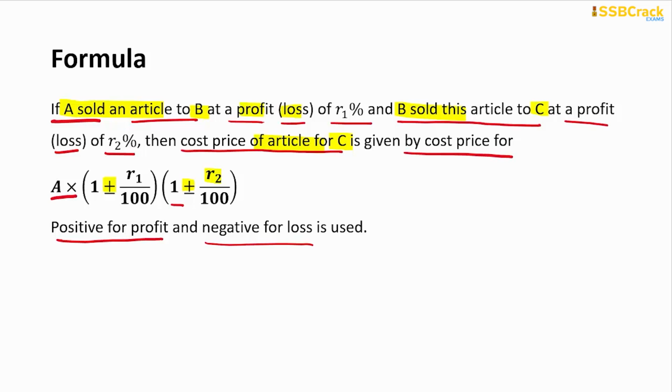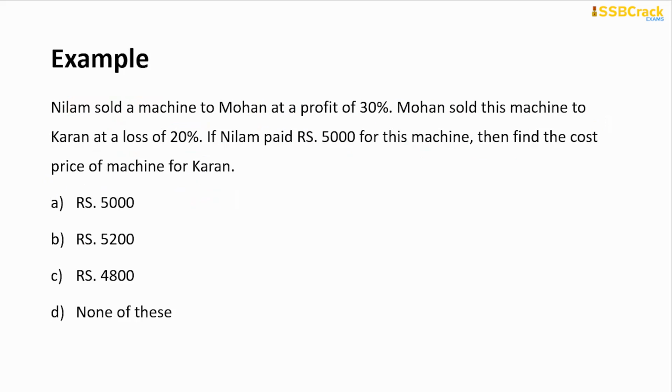And so you will be asked in the question to find the cost price of an article for the third person, that is person C, with the help of the cost price of the article for the person A, which will be given. Here I am indicating that price by A. So it's A into the bracket 1 plus or minus R1 by 100 into 1 plus or minus R2 by 100. So let's check an example to better understand how to use this formula in problem solving.